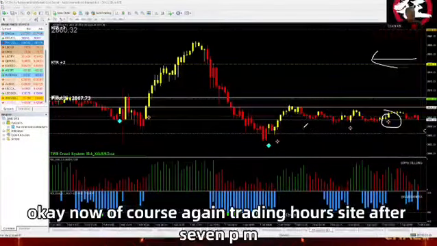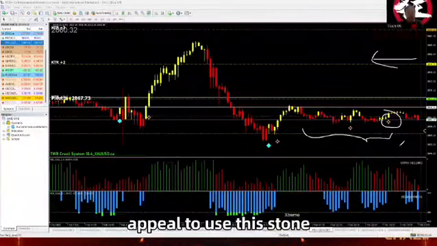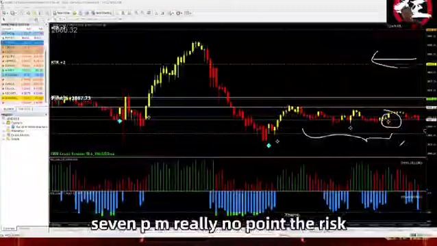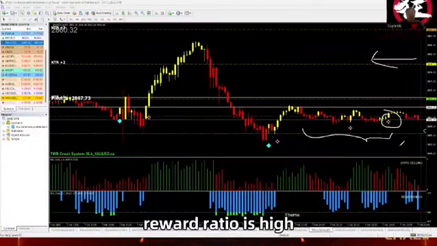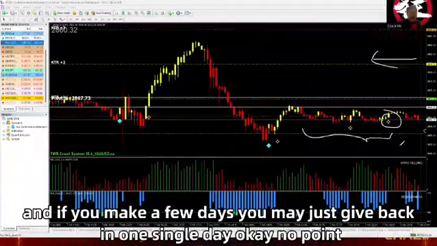Now of course, again, on trading hours, my personal appeal to you is don't trade after 7 p.m. Really, no point. The risk reward ratio is high, and what you make in a few days, you may just lose back in one single day. Okay, no point.